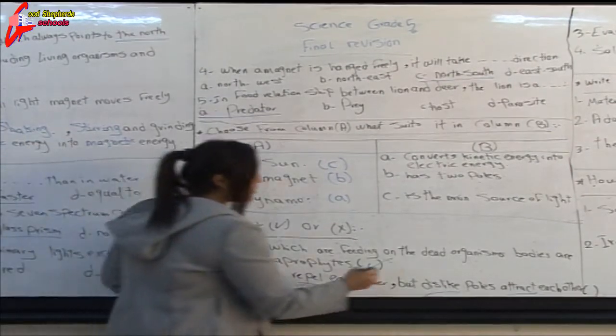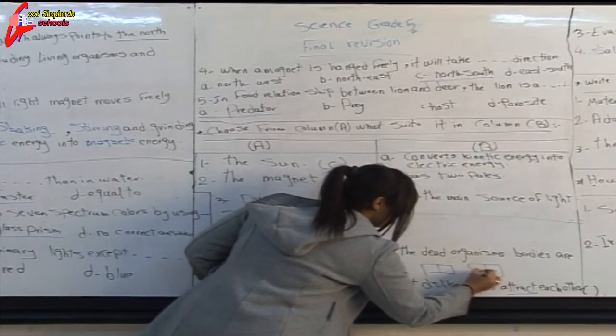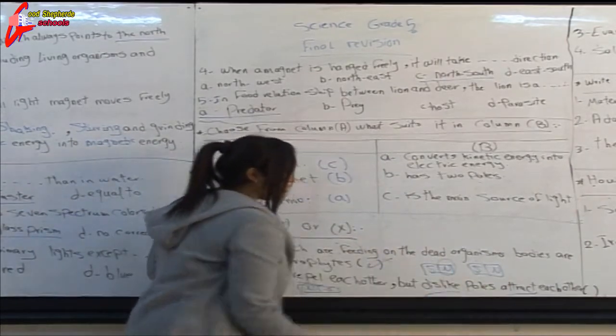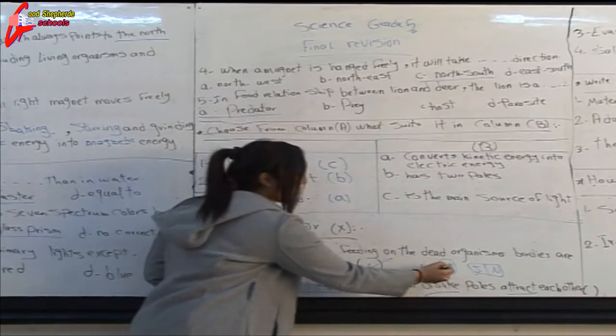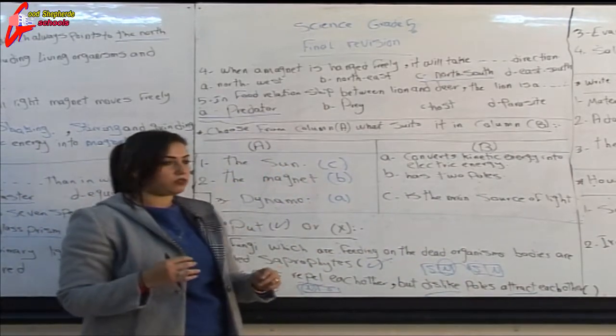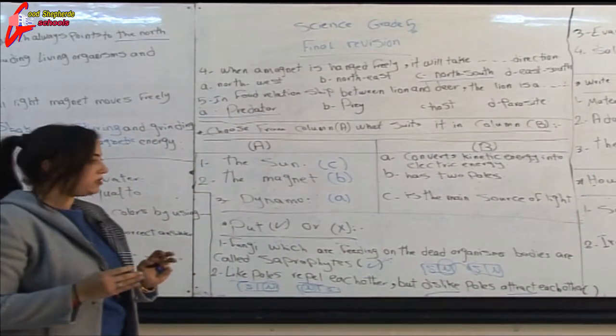But if we approach the north pole of a magnet to the south pole of another magnet, they will attract each other. Why? Because they are unlike magnetic poles.